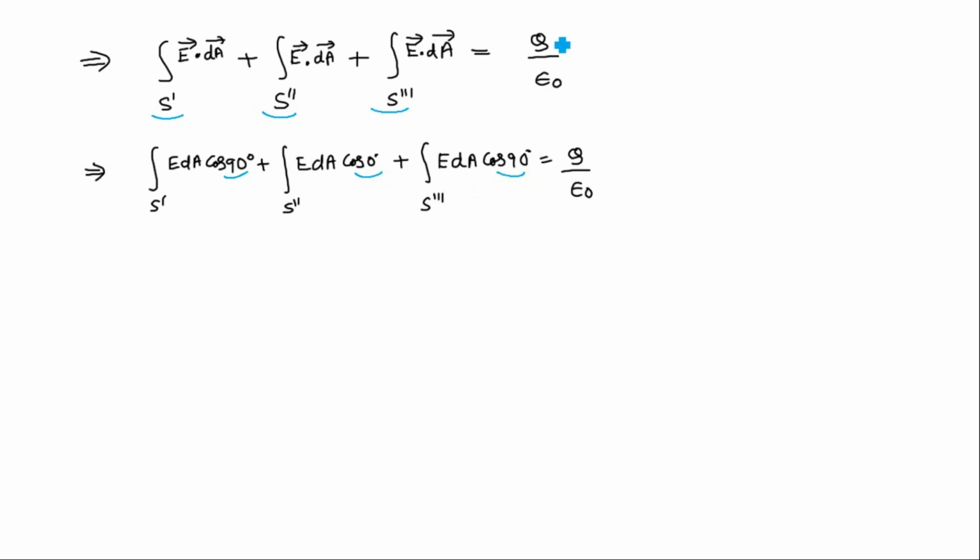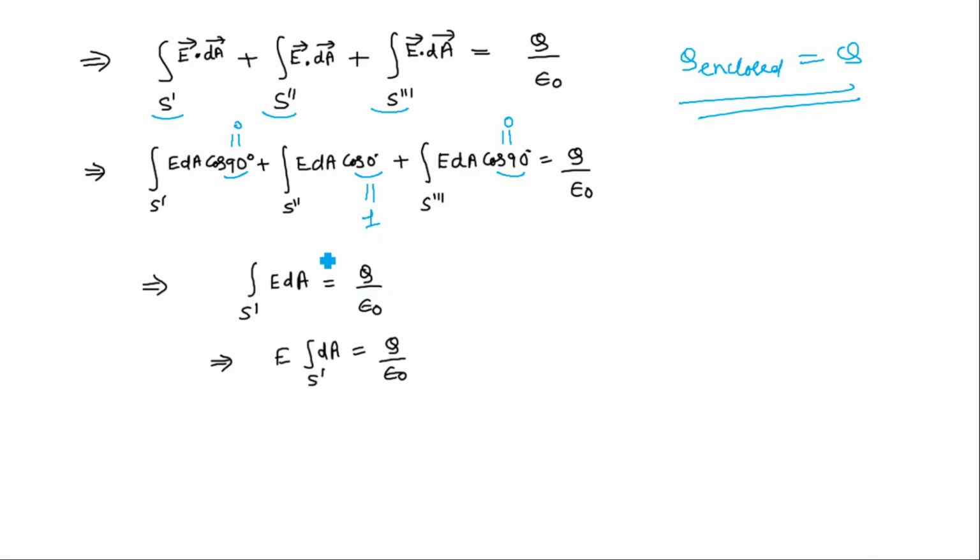And the charge enclosed has been written to be Q, because Q enclosed is actually, in this case, Q, that is the charge on the inner cylinder. So we know that cos 90 degrees is 0 and it will be 0 again here and it will be 1 here. So this will simplify to the integration over S double dash only E dA, and we can take E outside this integration, and the integration of dA over S dash will actually be the area of the curved surface, which will be nothing but 2 pi r L.